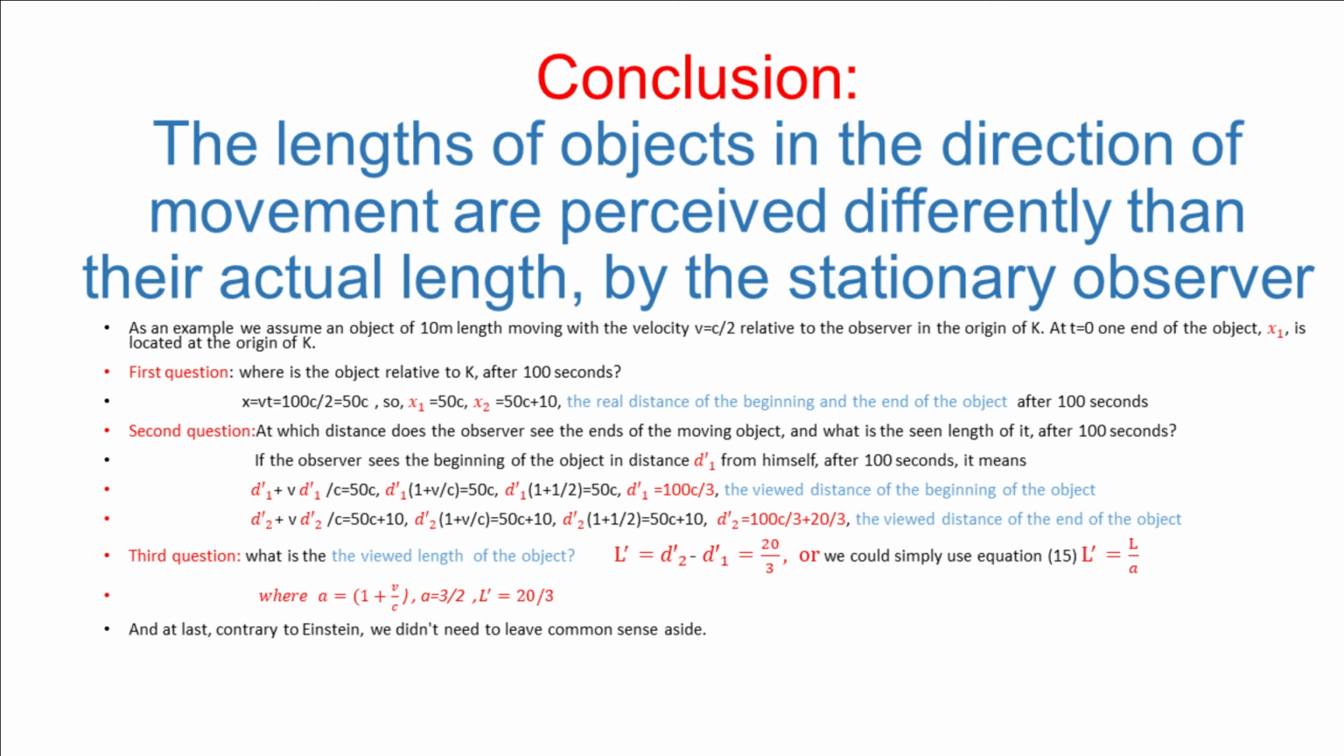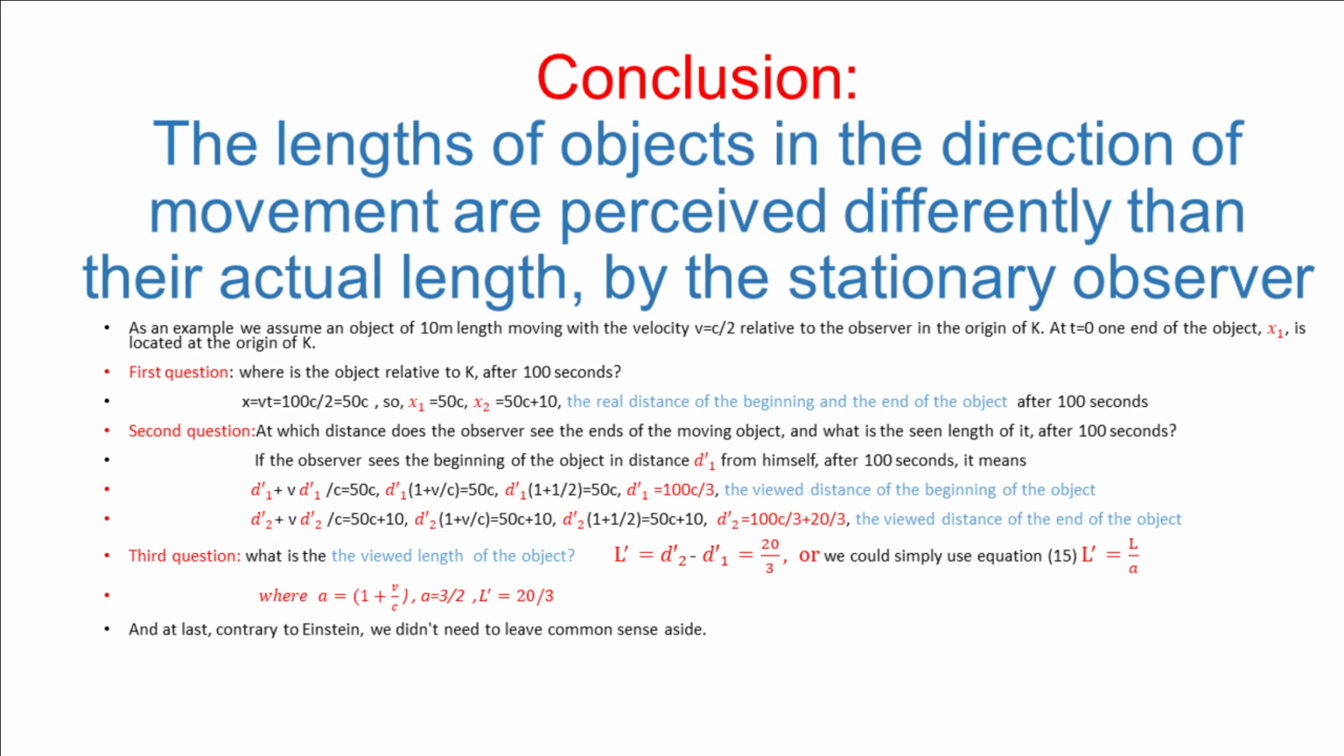d prime sub 2 plus v times d prime sub 2 over c equals 50 times c plus 10. Or d prime sub 2 multiplied by the quantity 1 plus v over c equals 50 c plus 10. So, d prime sub 2 multiplied by 1 plus 1 over 2 equals 50 c plus 10, and d prime sub 2 equals 100 c over 3 plus 20 over 3. The viewed distance of the end of the object from the origin of K.